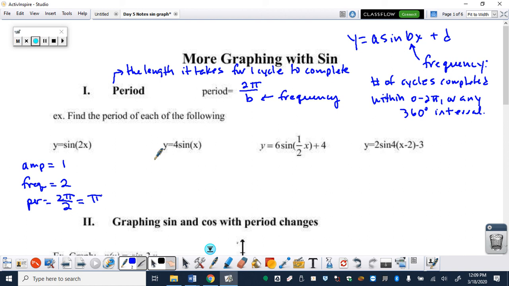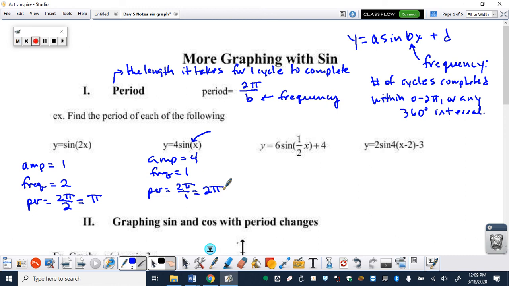In number 2, the amplitude is 4. The frequency is 1. It's the number that's right in front of the x. It's an invisible 1. So period will be 2 pi divided by 1. So period is 2 pi.